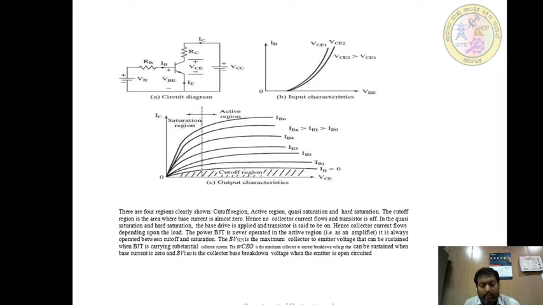The power BJT is never operated in the active region, as it would be in an amplifier. It is always operated between the cutoff and the saturation.